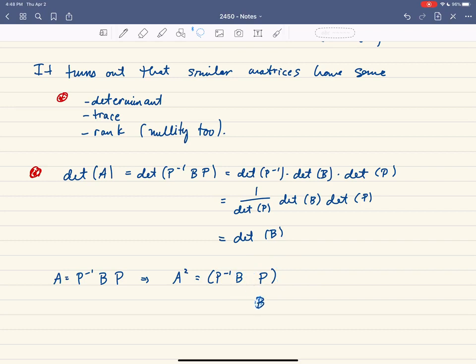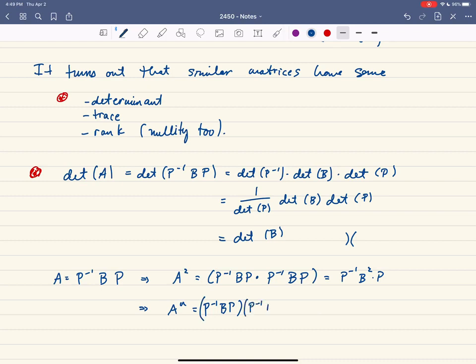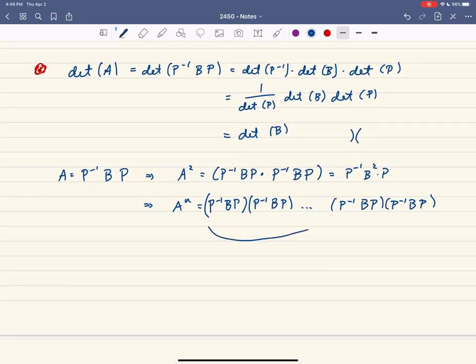And so that's nothing more than P inverse times B squared times P. And so that's A squared. And in fact, you can do that argument as many times as you want. And it turns out that A to the n is going to be P inverse B P all the way down to P inverse B P, P inverse B P. Let's say that we've done this n times. And think about what's going to happen.